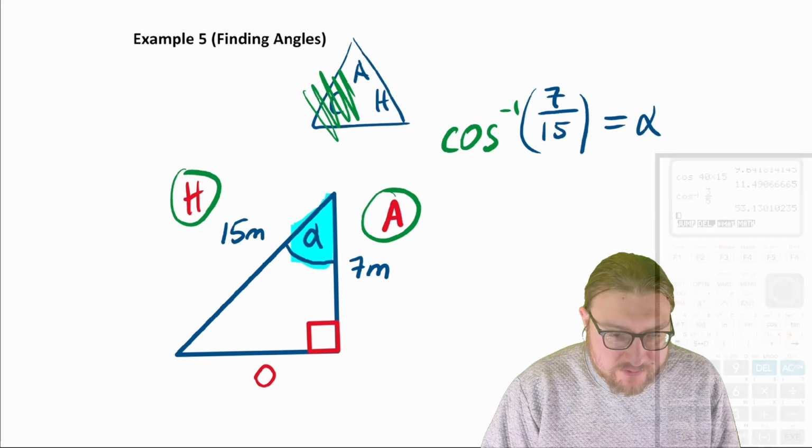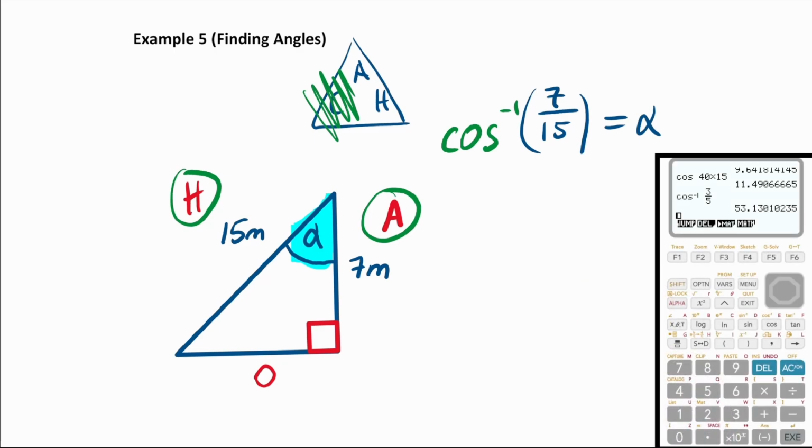So let's go and have a look at our calculator. Again, we're going to go Shift cosine, and our angle is 7/15. Inverse cosine, there we go, 62. Alpha is 62.2 degrees.